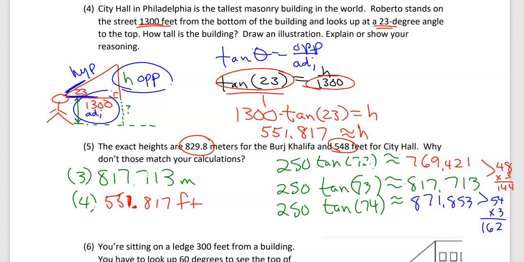Especially in problem 4, we're only off by about 3 feet, plus the distance from that person's eye to the ground. In problem 3, though, we're off by approximately 12 meters, and that's about 36 to 40 feet. That's a significant difference. About 40 feet is a 4-story building. So angle measurement is probably the biggest source of error; 1 degree can make a significant difference. All right, go ahead and move on to problem 7. We're skipping 6.